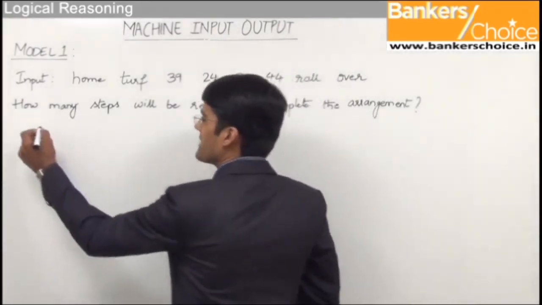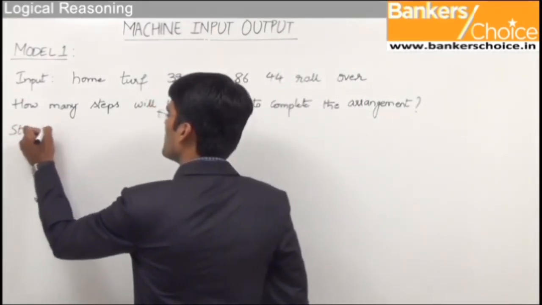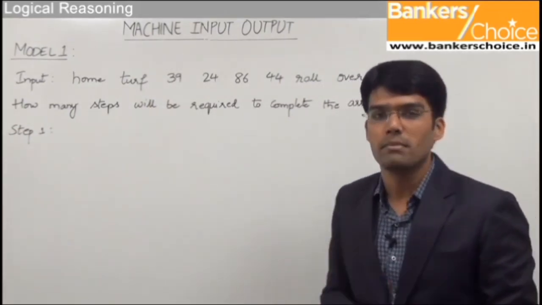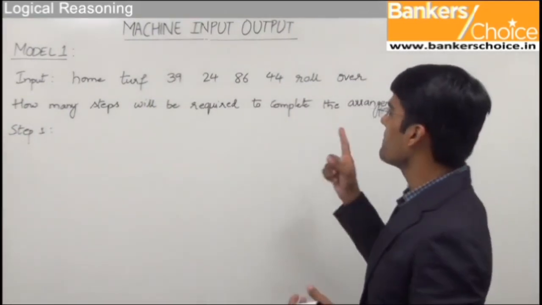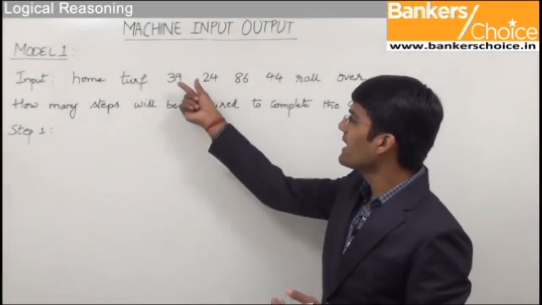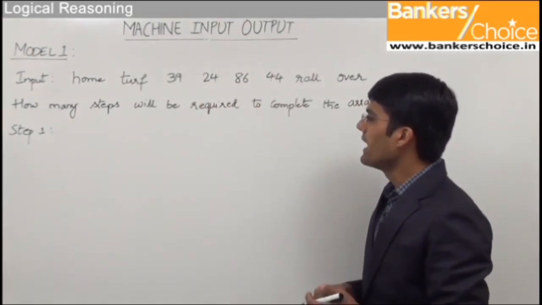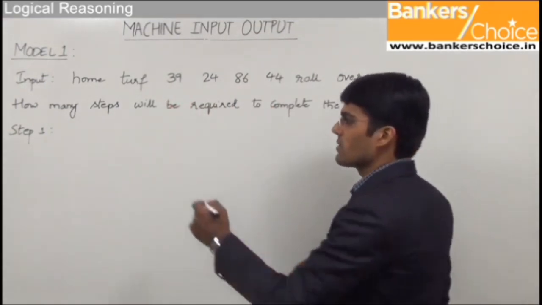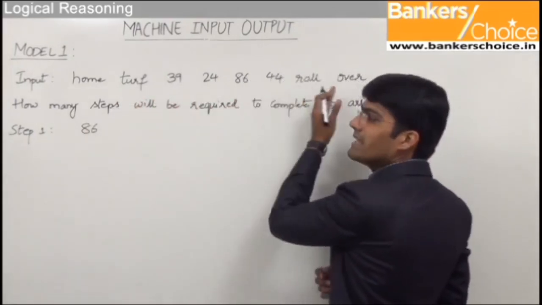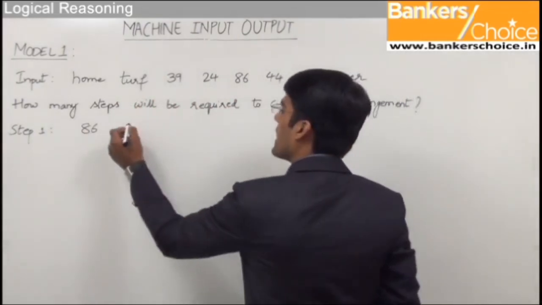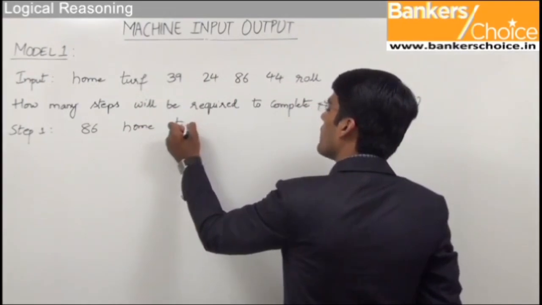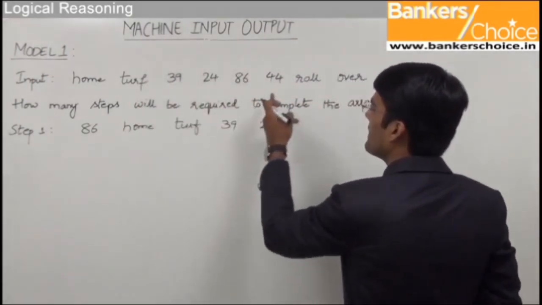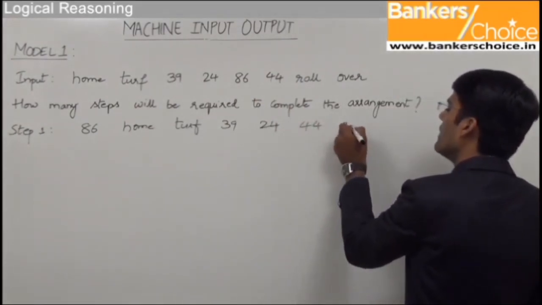So going by the step-by-step procedure, the step 1 would be as follows. We know that the first position should be occupied by a number, and that number has to be the highest number among the given numbers. That is 39, 24, 86 and 44. And as we know that 86 is the highest, let us take 86 to the first position. So 86 takes the first place and remaining elements are simply pushed aside. So now the second position would be home, followed by turf, 39, 24. As 86 has already moved there, we can continue with 44, roll over.